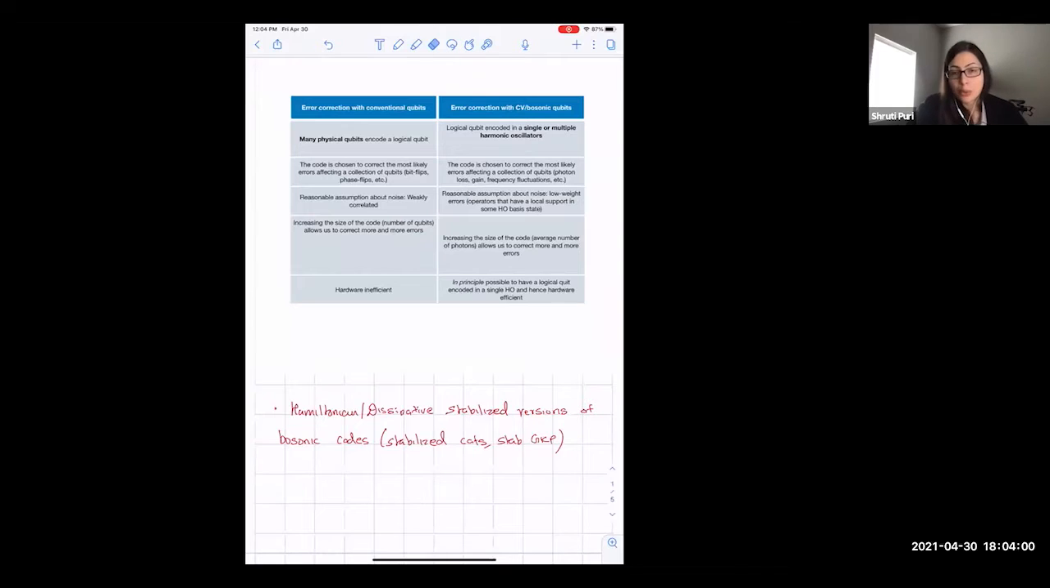But the main focus is going to be telling you about what I mean by bosonic qubits, what I mean by bosonic error correction, and why this might be more interesting. The Kerr-Cat qubit is one of the bosonic qubits, for example. But that's not what I'll be talking about today.